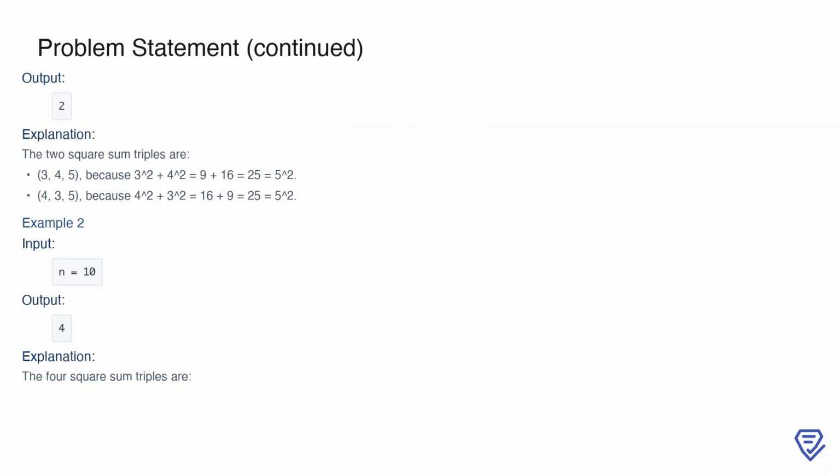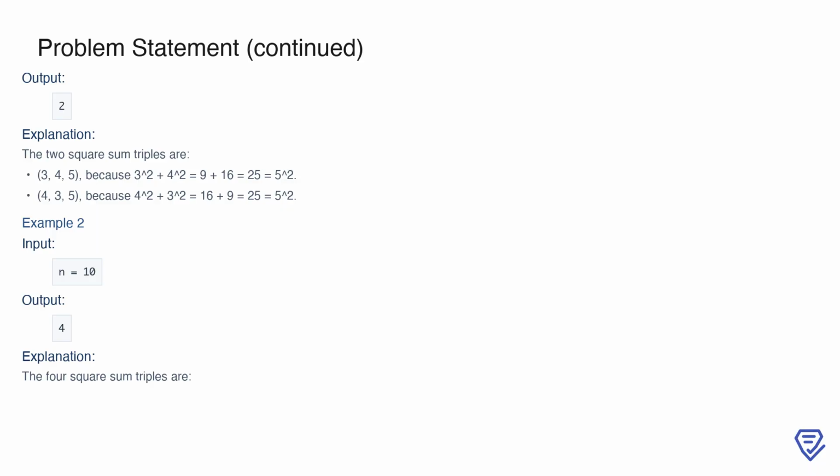In the first example, the input is n equals 5. The output is 2, because there are exactly two square triples for this case. The first triple is 3, 4, 5, where 3 squared plus 4 squared equals 5 squared. The second triple is 4, 3, 5. Notice that the order of a and b matters, so these are considered distinct triples. This demonstrates how the problem evaluates all valid combinations of a, b, and c within the given range.